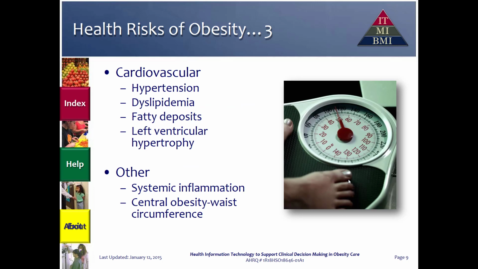There are also cardiovascular consequences that include hypertension, dyslipidemia, some fatty deposits, and especially associated with the central adipose tissue, left ventricular hypertrophy. There are some other consequences like systemic inflammation and the central obesity or waist circumference, which is also associated with endocrine complications.